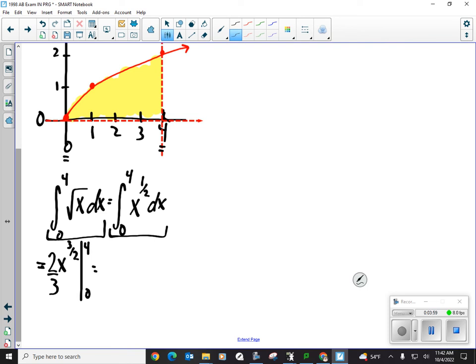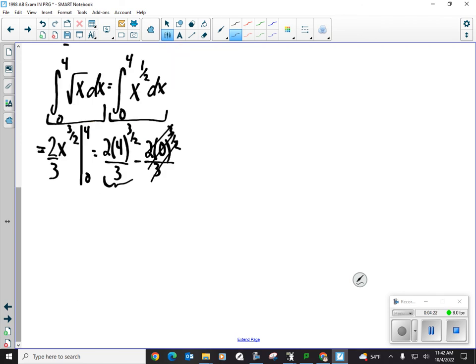So let's put in our 4. It's 2 times 4 to the 3/2 over 3 minus, let's throw in a 0. Love me some zeros for calculating, not for my grade book. Anything times 0 goes bye-bye. Gone.